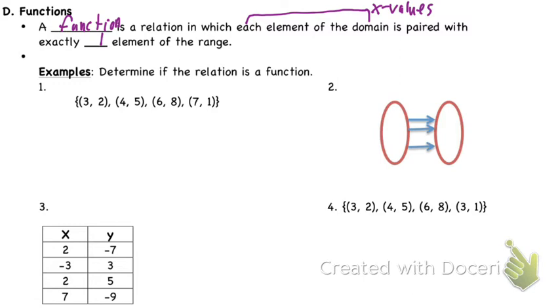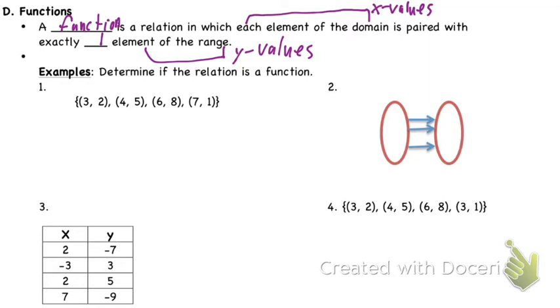Is paired with or goes with exactly one element of the range. So element of the range, what would that be talking about? The y values. So what this is saying is that each and every x value has exactly one y value. No more, no less. There's no x value with 2 y values. There's no x value with 3 y values. There's no x value with 0 y values. Every x value has one y value.